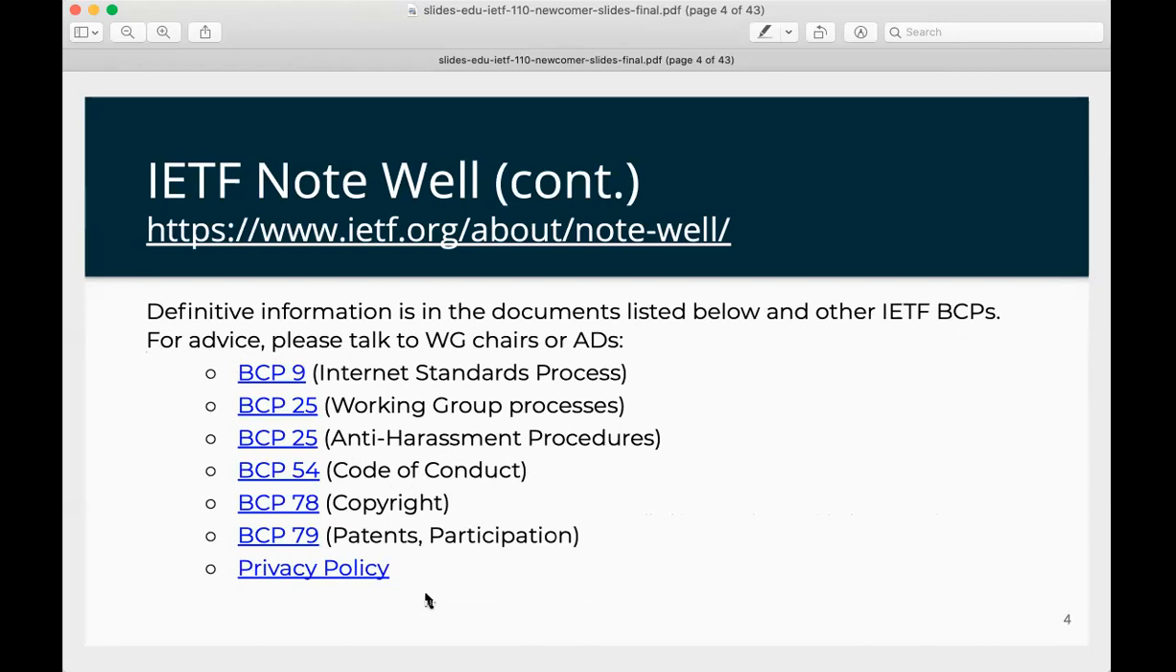If you have any questions about this, feel free to ask any of the IETF leadership, and they will be happy to help inform you more about it.